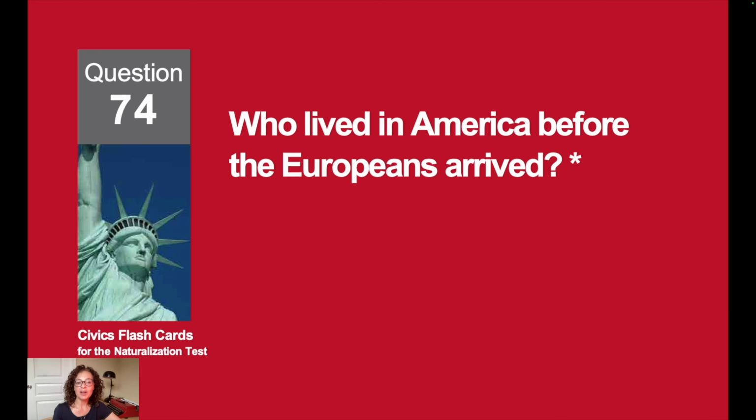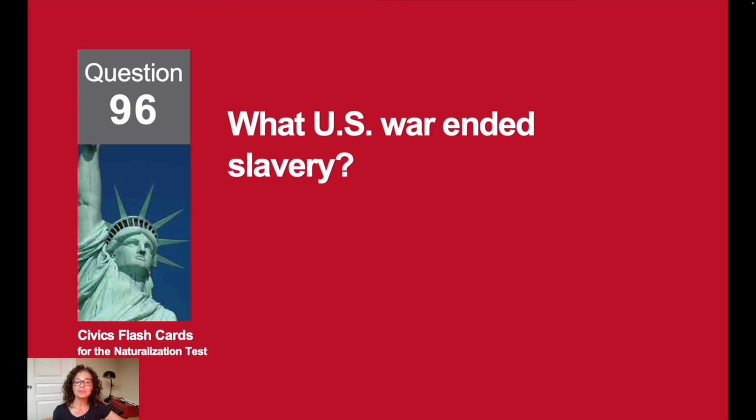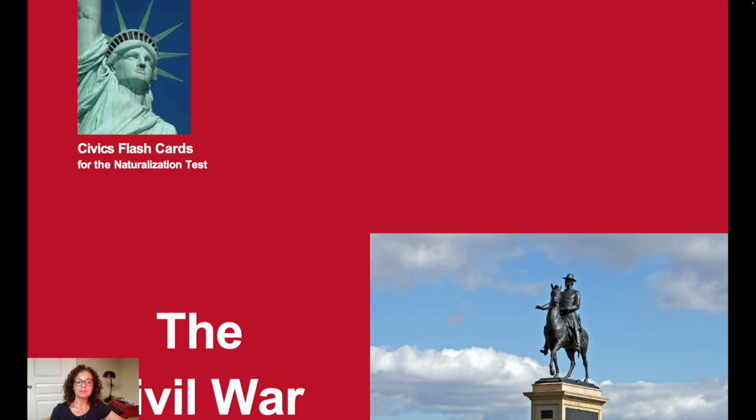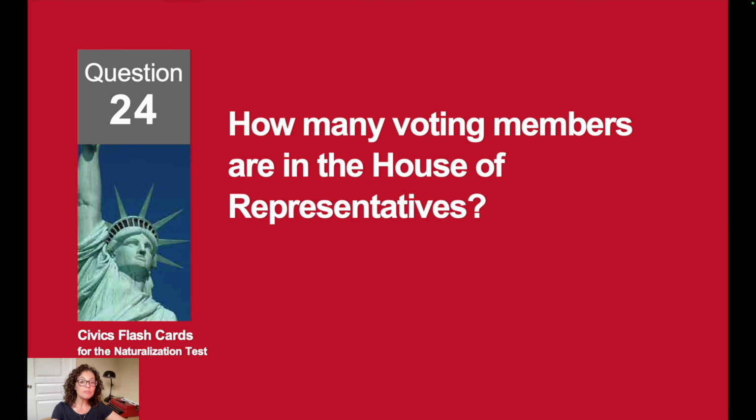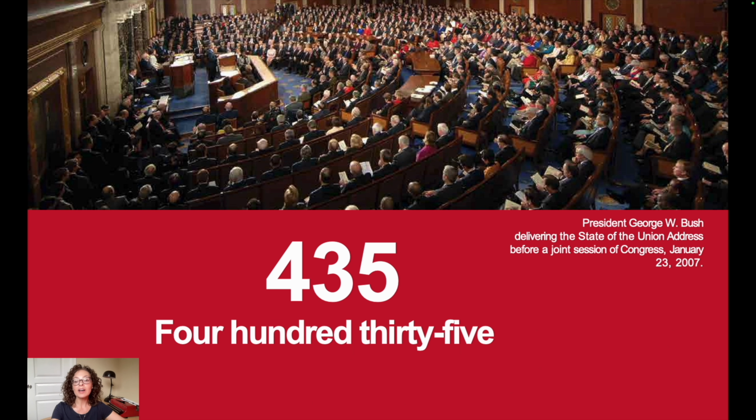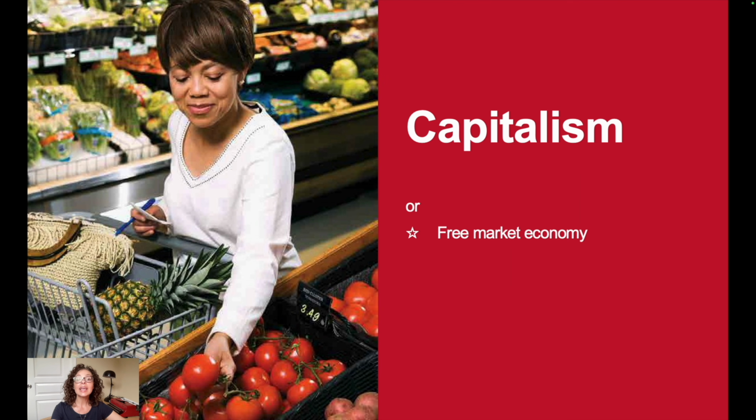Who lived in America before the Europeans arrived? American Indians. What U.S. war ended slavery? The Civil War. How many voting members are in the House of Representatives? 435. What is the economic system in the United States? Capitalism.